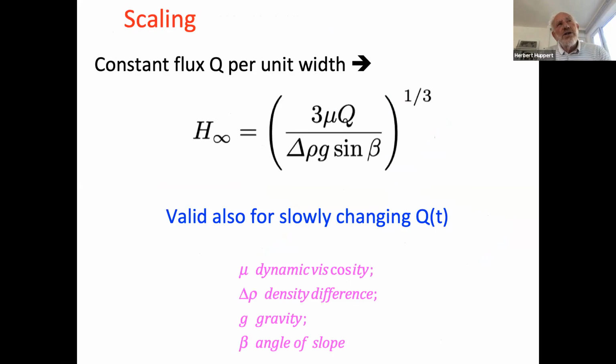Now, a constant flux of Q per unit width means that the height, H sub infinity, is given by this expression here, which involves the dynamic viscosity of the flow, the lava, the flux per unit width, the difference in density between the lava and the atmosphere, that's basically the density of the lava, gravity, and the sine of that angle.